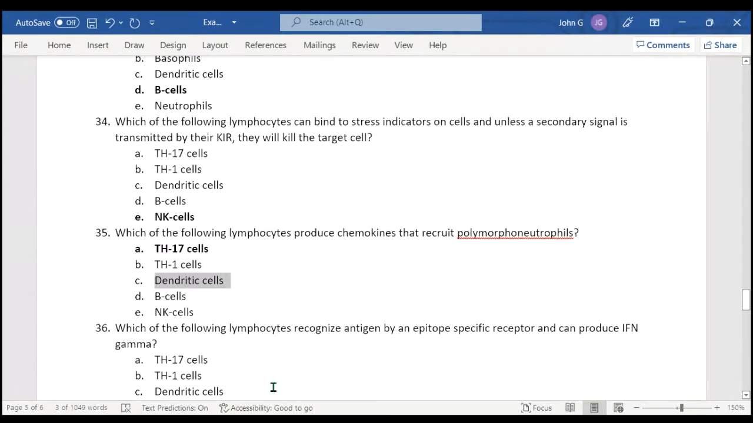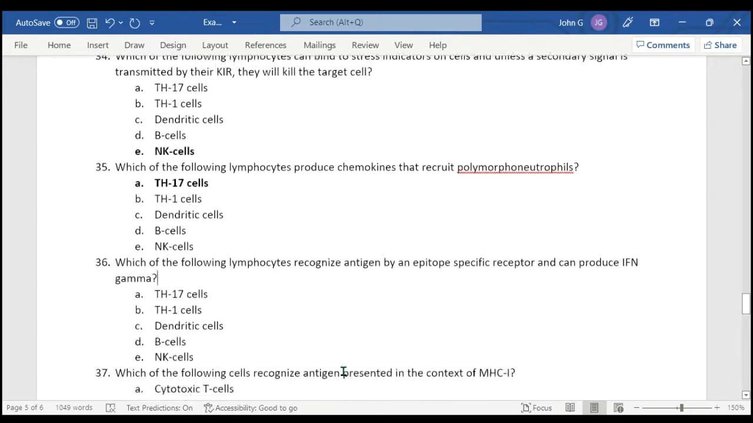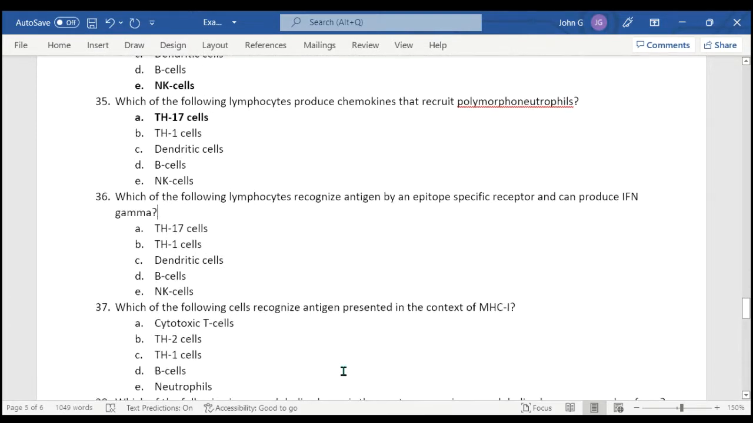Dendritic cells are not lymphocytes. Dendritic cells are myeloid cells, right? They're phagocytes, not lymphocytes. Lymphocytes are T cells, B cells, and natural killer cells and ILCs, the innate lymphoid cells, right? So dendritic cells are not included in that.